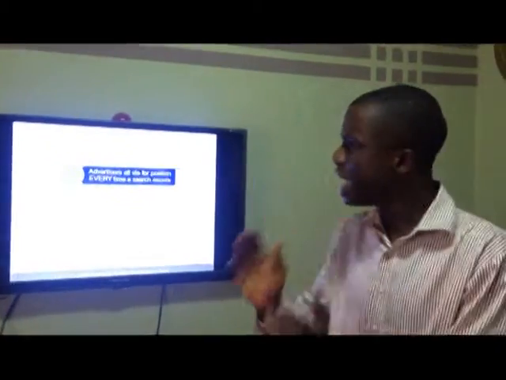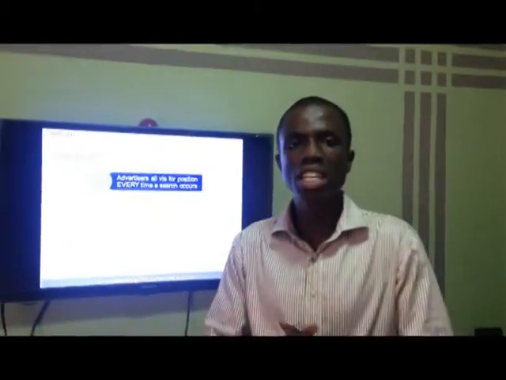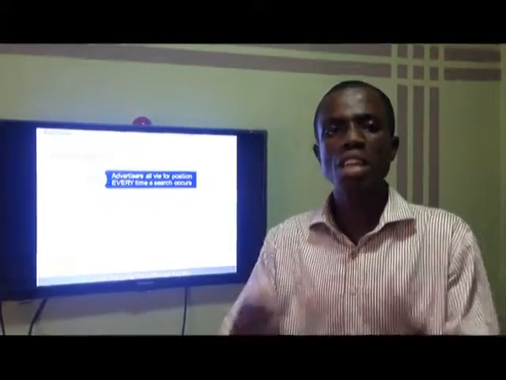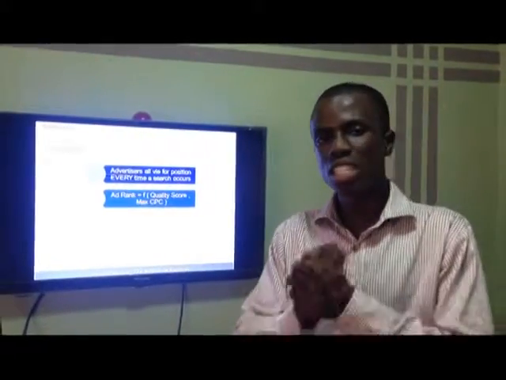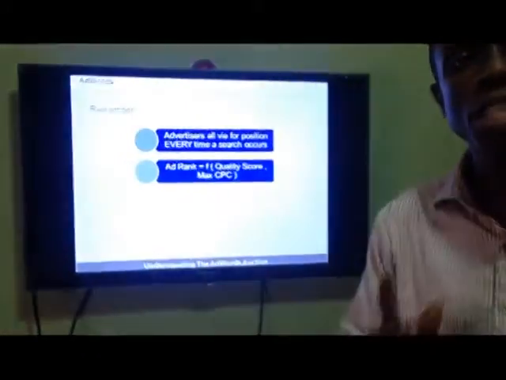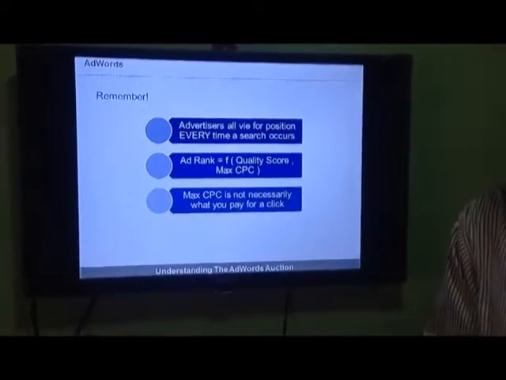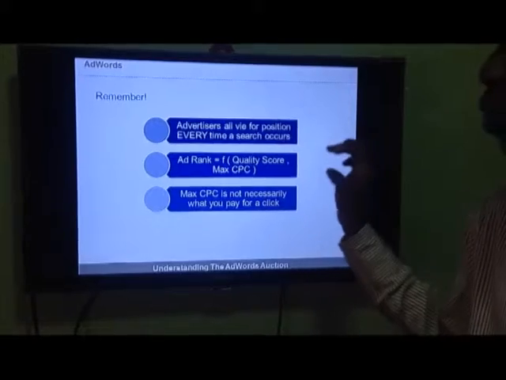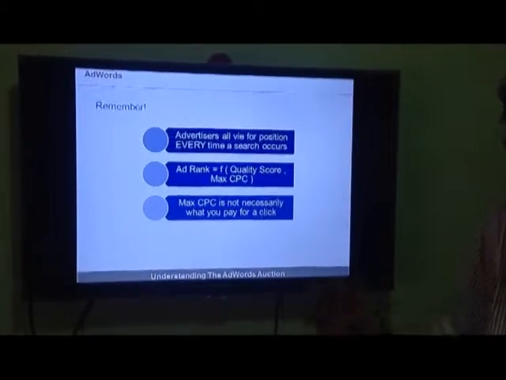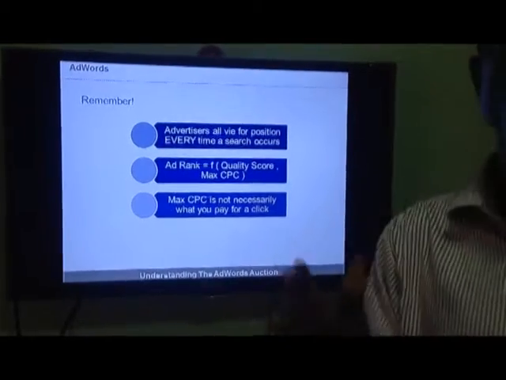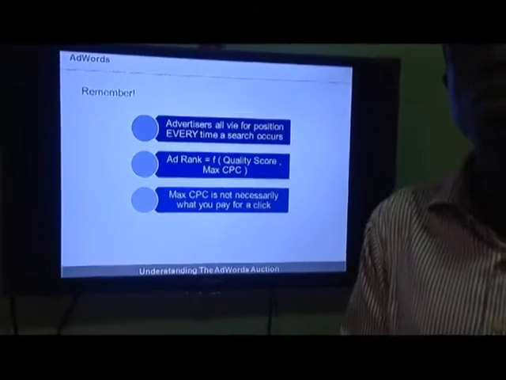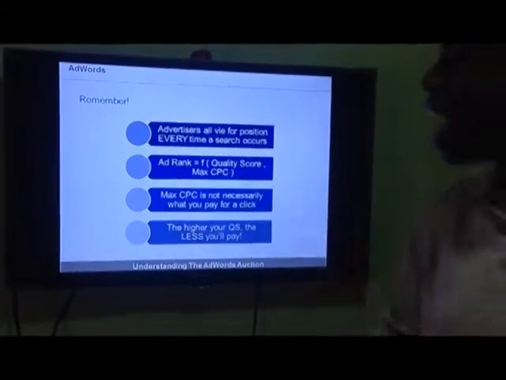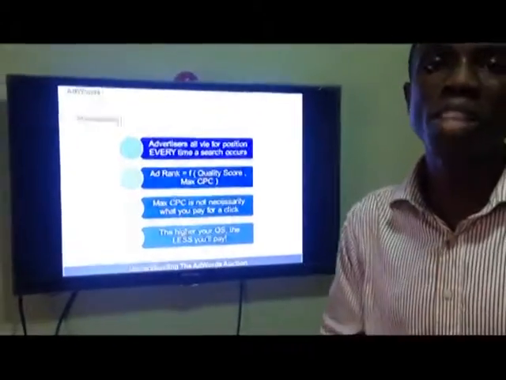Then in giving out a summary, we need to remember these points. Each time advertisers buy a search position, an auction takes place whenever a user enters a query. Then in determining the ad rank, the current formula is a function of maximum CPC and your quality score. These are the two components that Google currently uses. And as I was telling you, maximum CPC is not necessarily what you pay, but the actual CPC is what you'll be paying, as I explained in our previous slide.